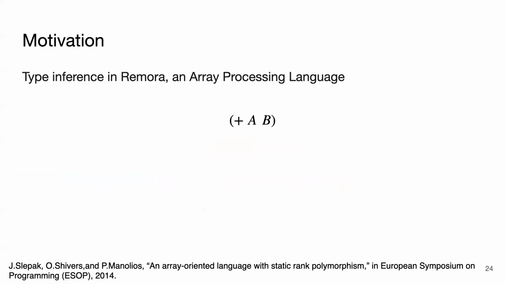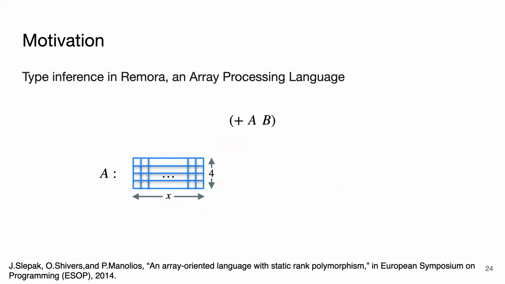Our motivation for having a decision procedure for string equations came from the array processing language Remora. Remora is a high-level dependently typed array processing language. So every term in Remora is an array. During compilation, the shape of each term needs to be inferred. For example, A is an array whose length is unknown, let's say X, and whose width is known to be 4. Let B be an array whose length is 3 and whose width is unknown, but we do know that its width is equal to the length of A, which is assumed to be X.